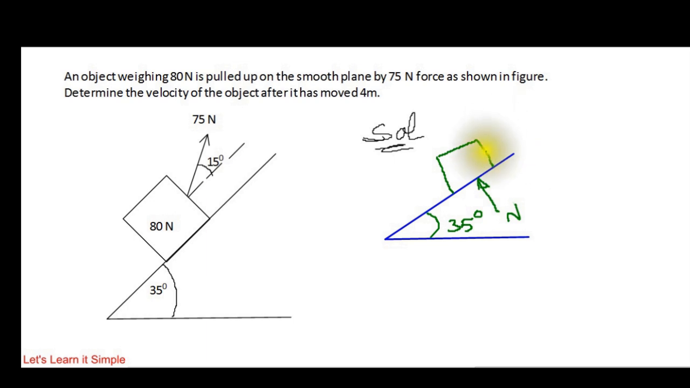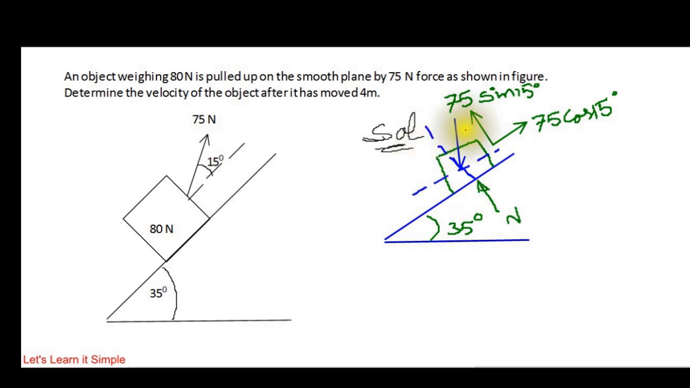Then since the applied force is inclined, we can resolve this into two components. One is up the plane, and the other is perpendicular to the plane. 75 cos 15 up the plane, then 75 sin 15 perpendicular to the plane.